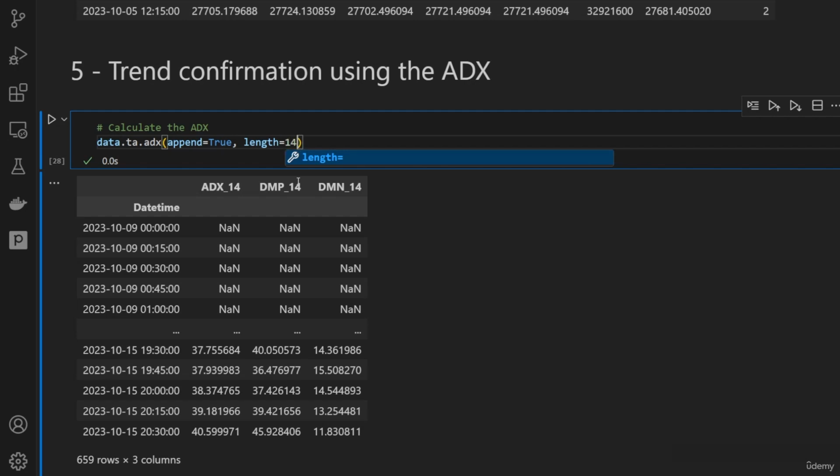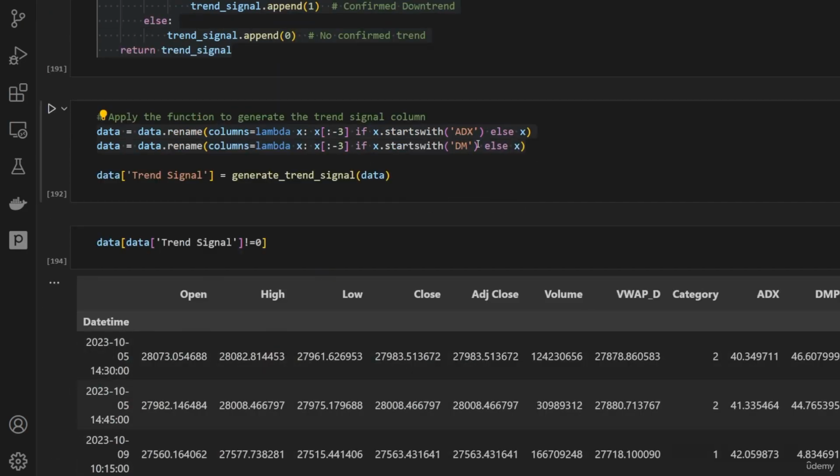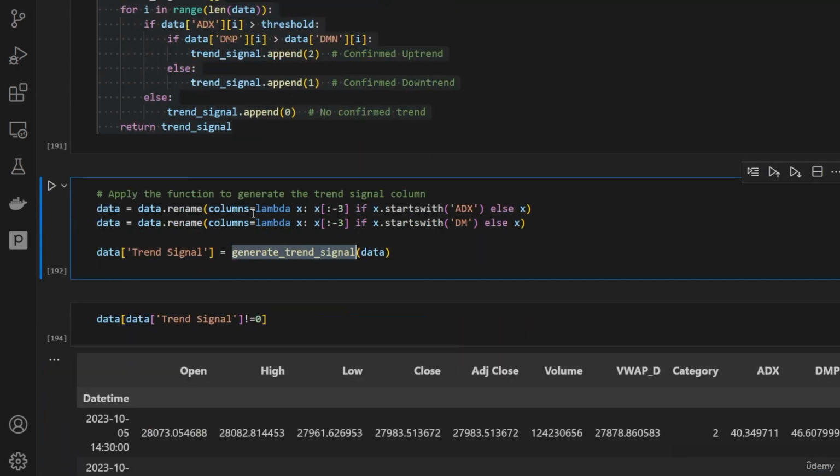So I don't need to change the name every time I'm changing the length of the ADX. This is why I'm renaming these. I'm just removing those underscore 14 and 15 and so on, just keeping ADX and DM as names of the columns. And then I'm creating a new column called trend signal, which is the ADX's signal, basically. And I'm calling generate trend signal, which is here. This is the function that we have just defined.